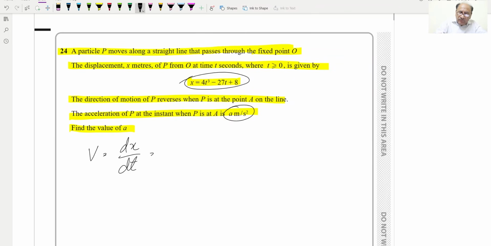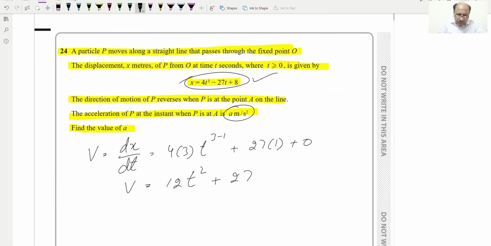That will be the derivative of this equation with respect to t. So 4 into 3 into t raised to the power 3 minus 1, plus 27 into the derivative of t, which will be 1, and plus the derivative of 8, which will be 0. So this is equal to 12t squared plus 27. This will be dx by dt, or we can say this is v.